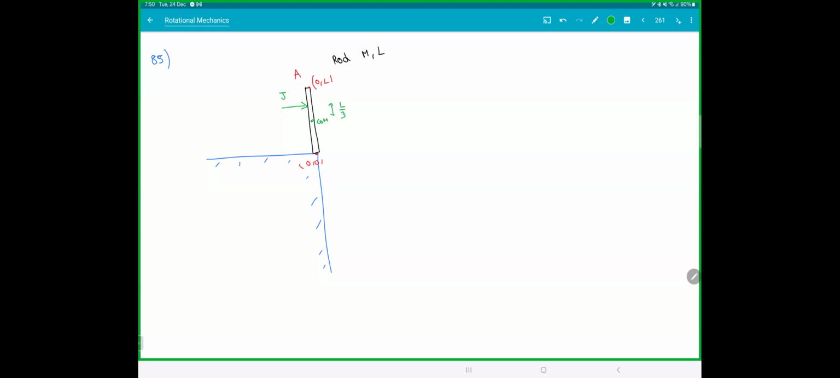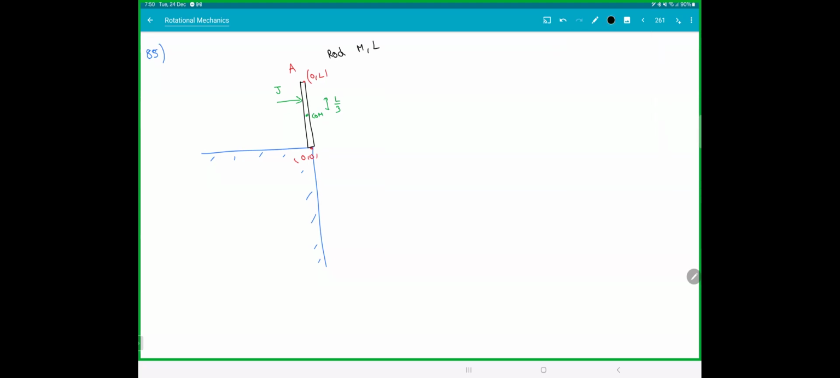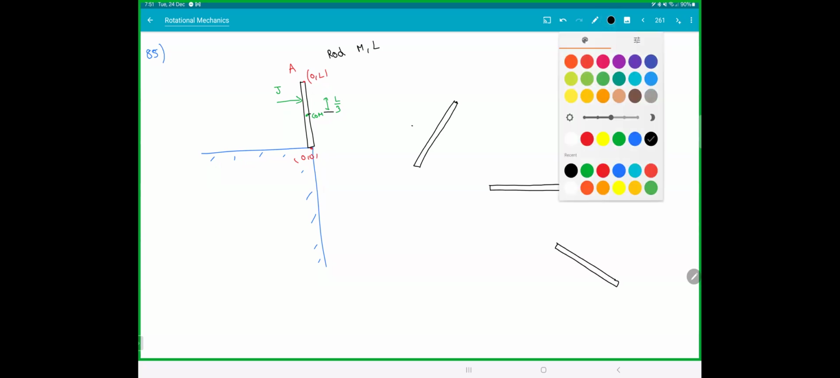What do you mean by impulse again? You're just kicking it. Now when you kick this, what do you think will happen? The rod will start going like this. The rod will then become like this, and then the rod will become like this. So the rod will start rotating.